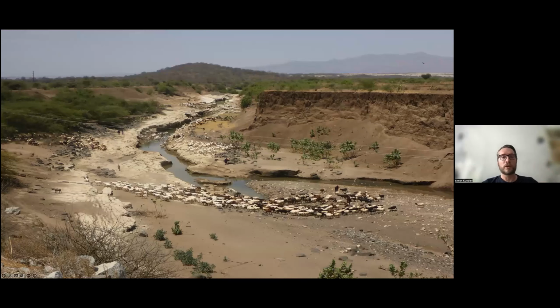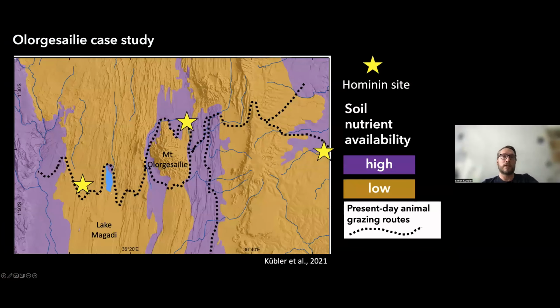suspicious regions in terms of the potentially high soil nutrient content of the soils. So we did a lot of soil sample testing and rock chemical analysis, and we've put together a simplified map of the soil nutrient availability of the Olugusali region. Purple is high soil quality and beige is low. And you can see how this kind of focuses around the Olugusali side, and also from the eastern towards the western rift. And in the dashed lines, you can see the present day animal grazing routes.